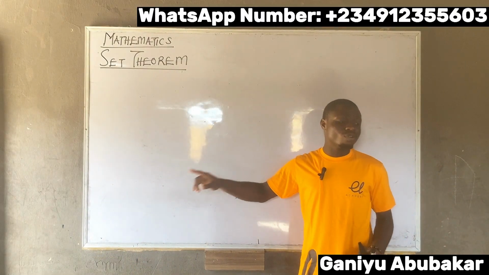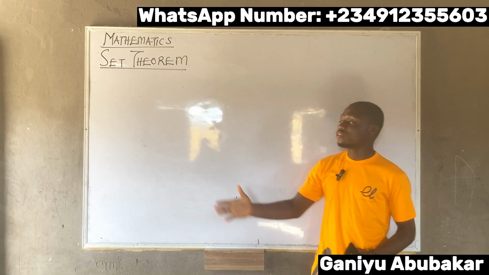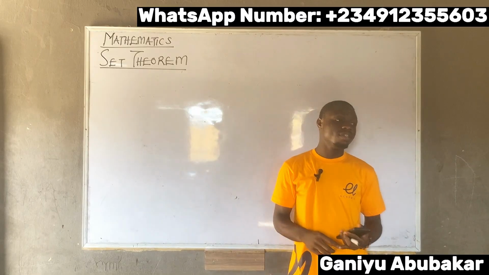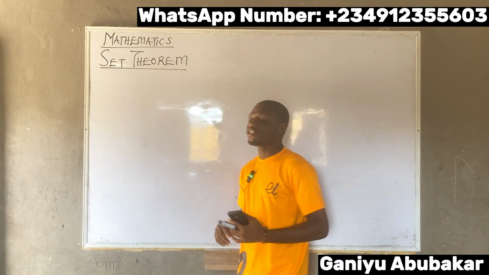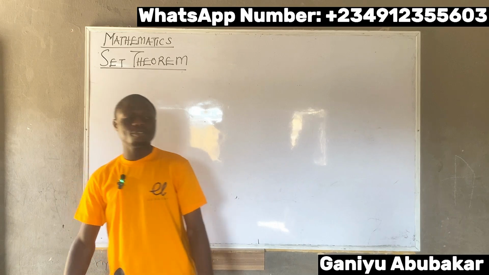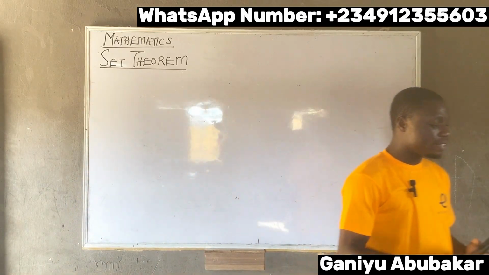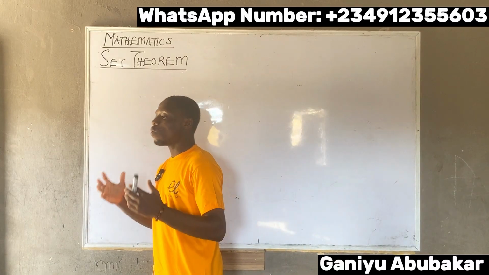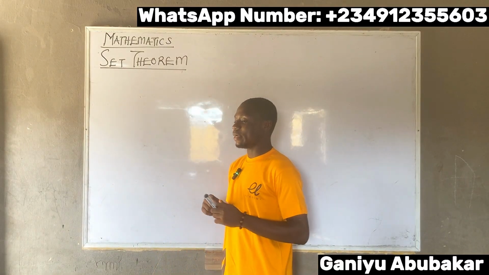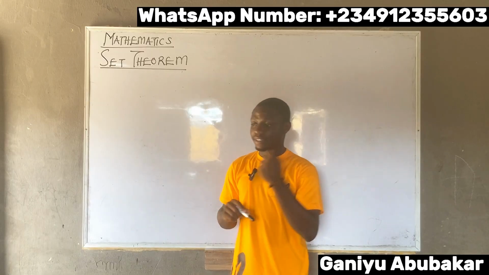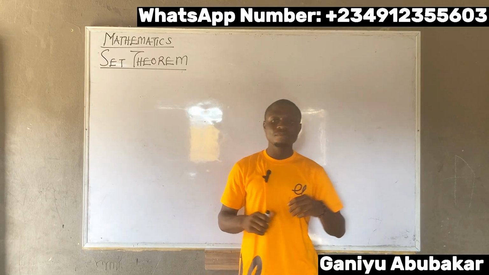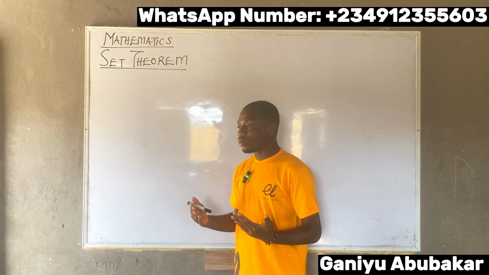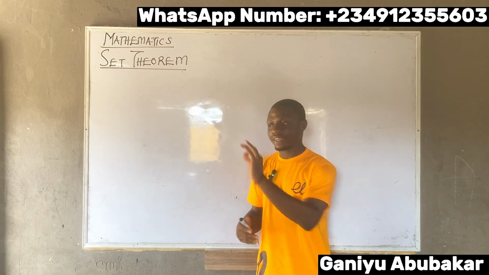Having issues with Venn diagrams is because the foundation is not clear, and if it's not clear, you have issues at the back end. So let's put it on, please. Set theorem: a set can be defined as a collection of well-defined items.